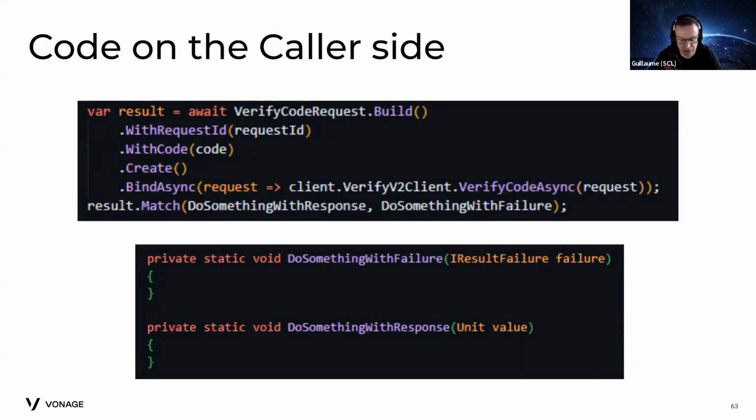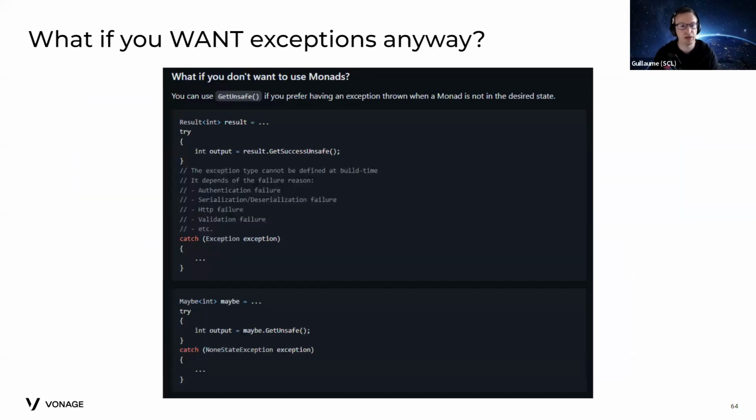Now, a question I get a lot is, what if I don't want to use your monads, and what if I want to throw exceptions like the good old-fashioned way? Here it comes. You can do that. I actually put on the monads a method called get success and save. It will either return the success state. So in that case, I have a result of int, and it will return an integer if it's a success. And if it's a failure, it will throw the exception with the according type. Right. So you can do that.